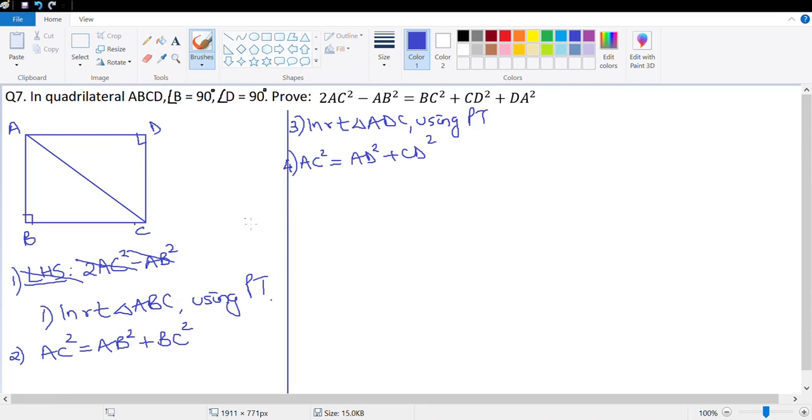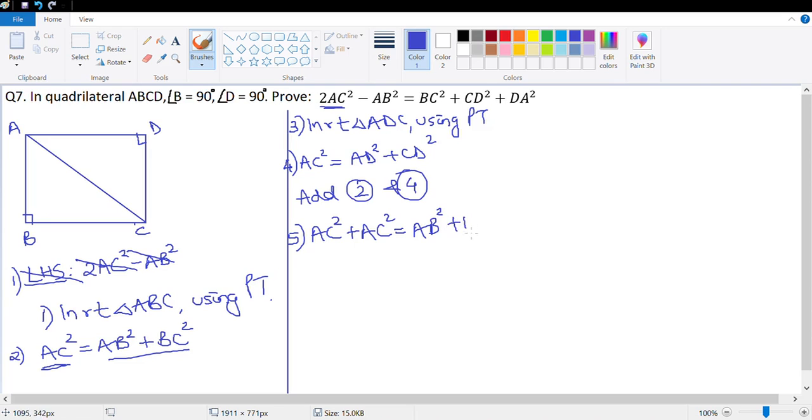On the left hand side they have 2 AC square, which means let me just add these two. So add equation 2 and 4 and we get point number 5, which is AC square plus AC square. I've added the two left hand sides of the equations, and on the right hand side I get AB square plus BC square from equation 2, and from equation 4 I get AD square plus CD square.